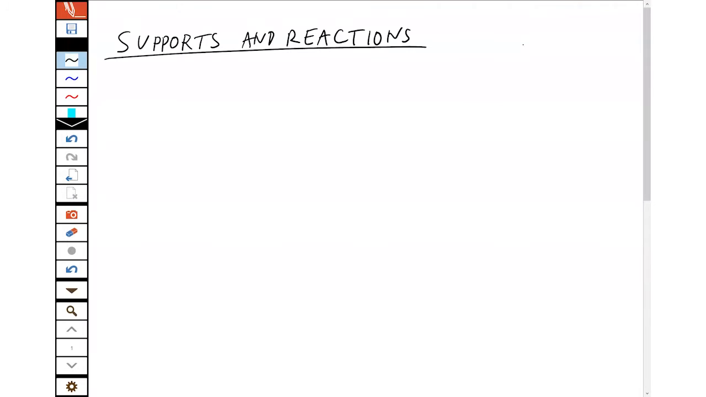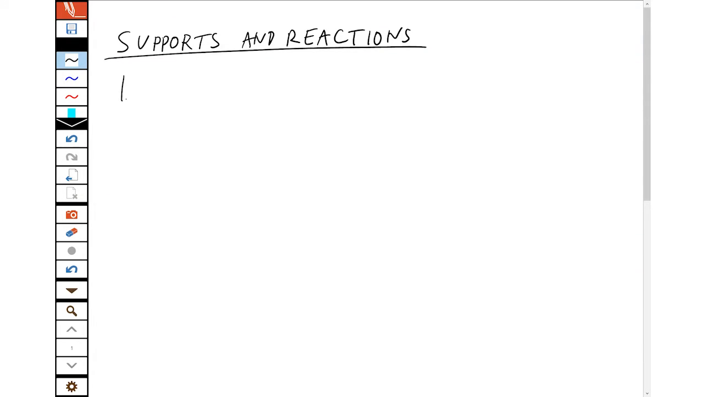In this video we look at supports and reactions, how to set up the forces and moments that are externally acting on any object to begin many problems. Supports and reactions. Well, what are they?